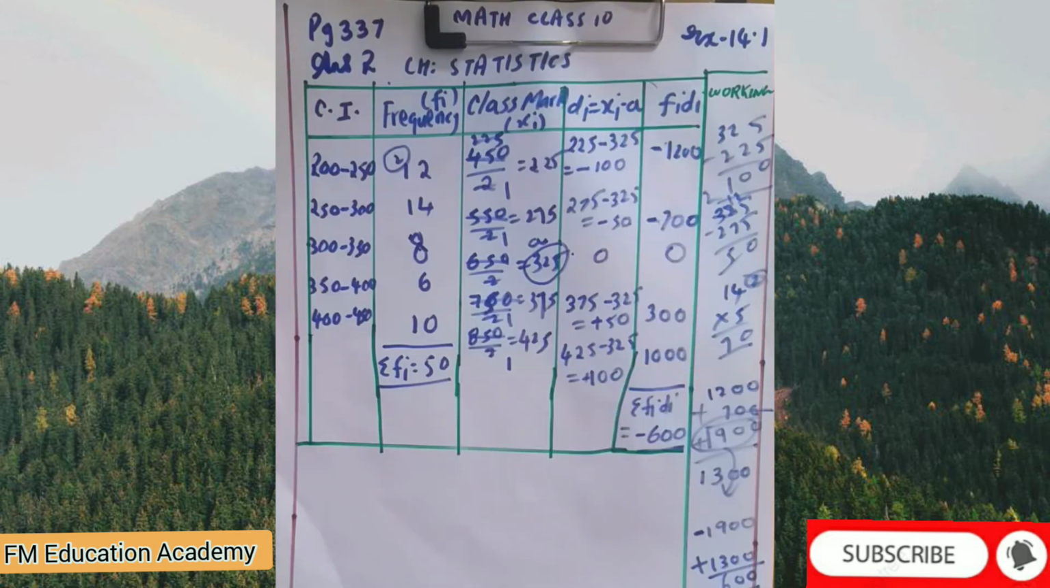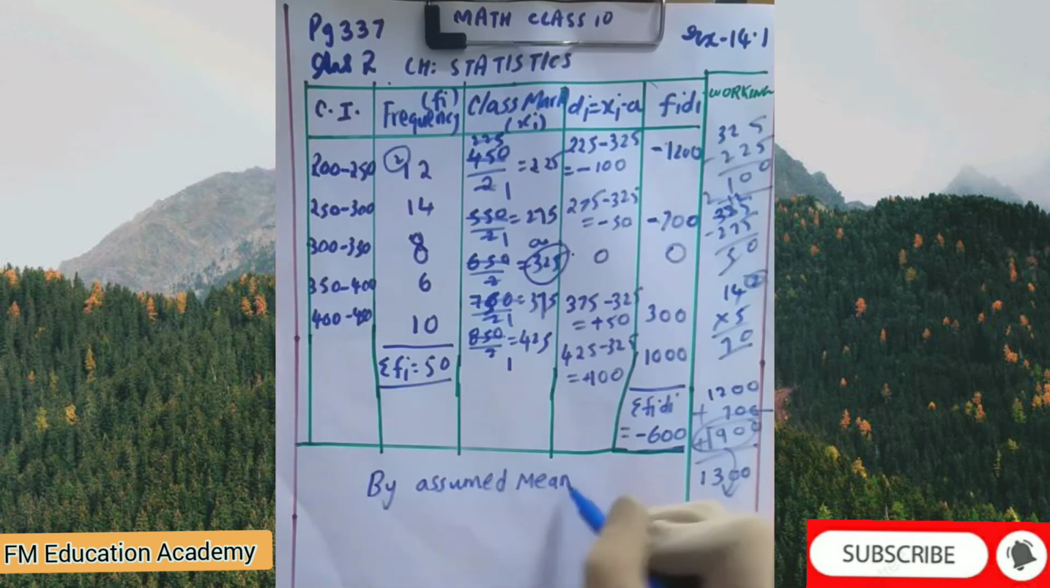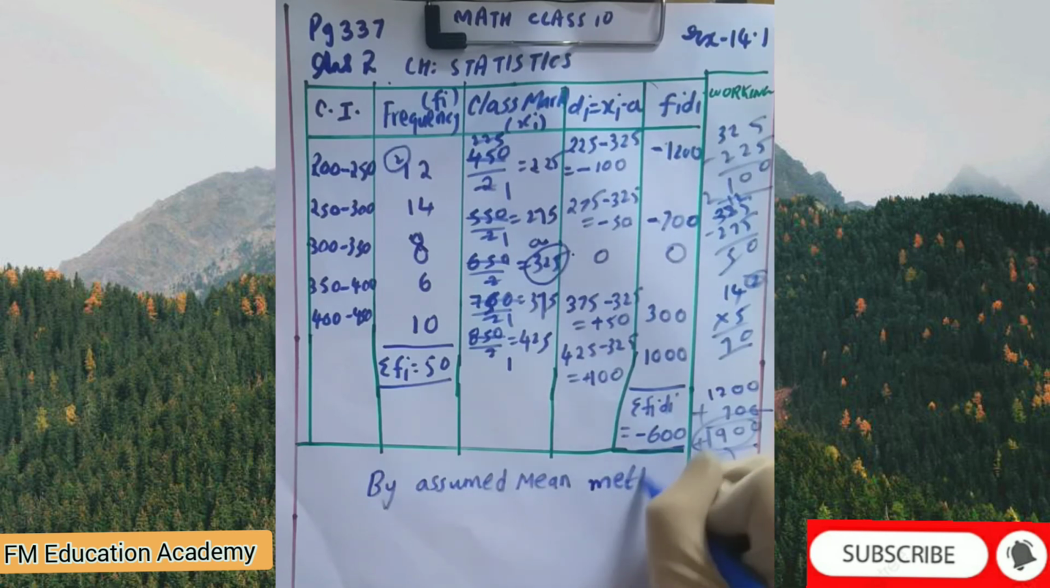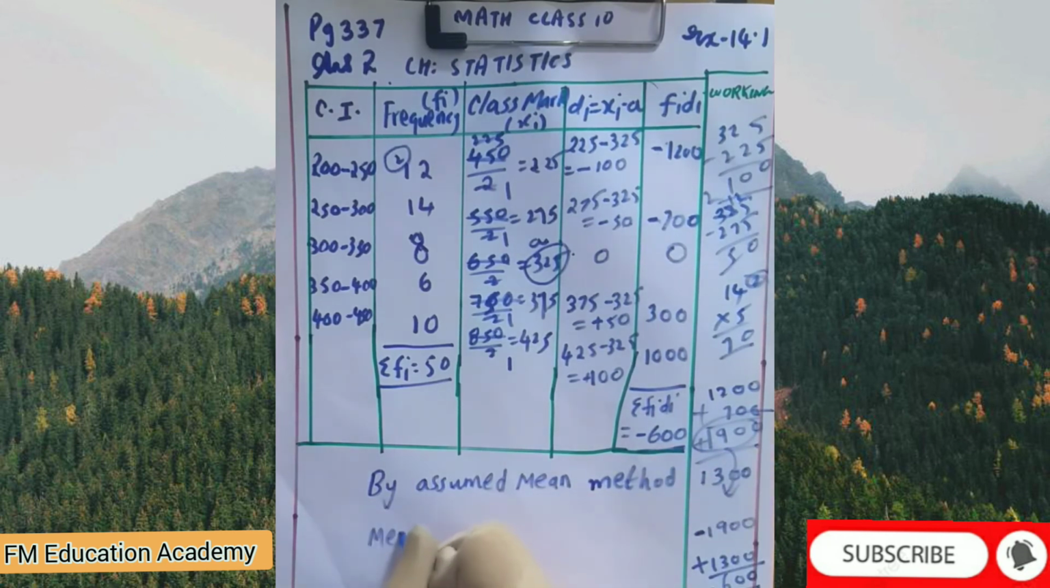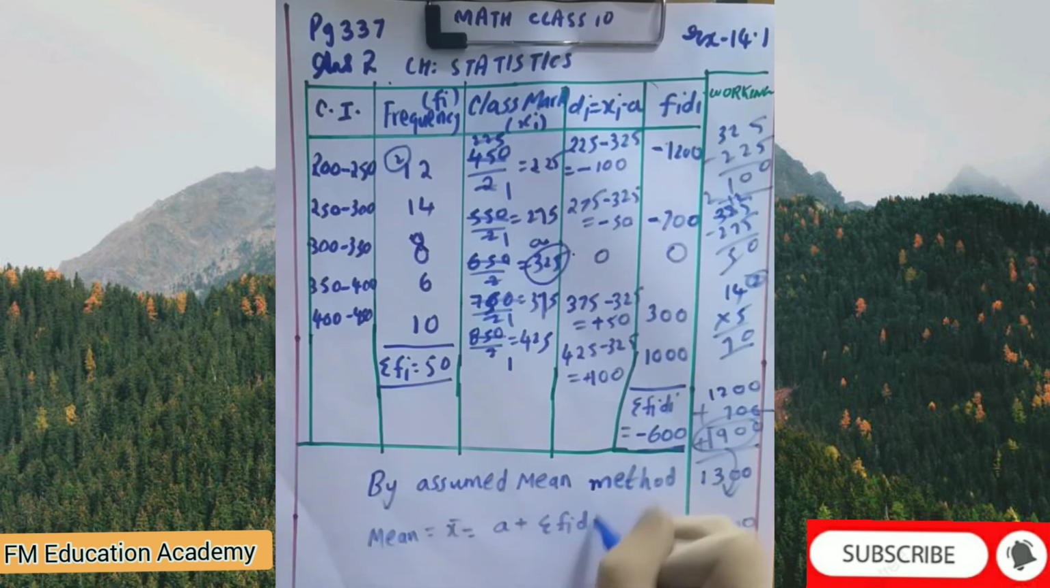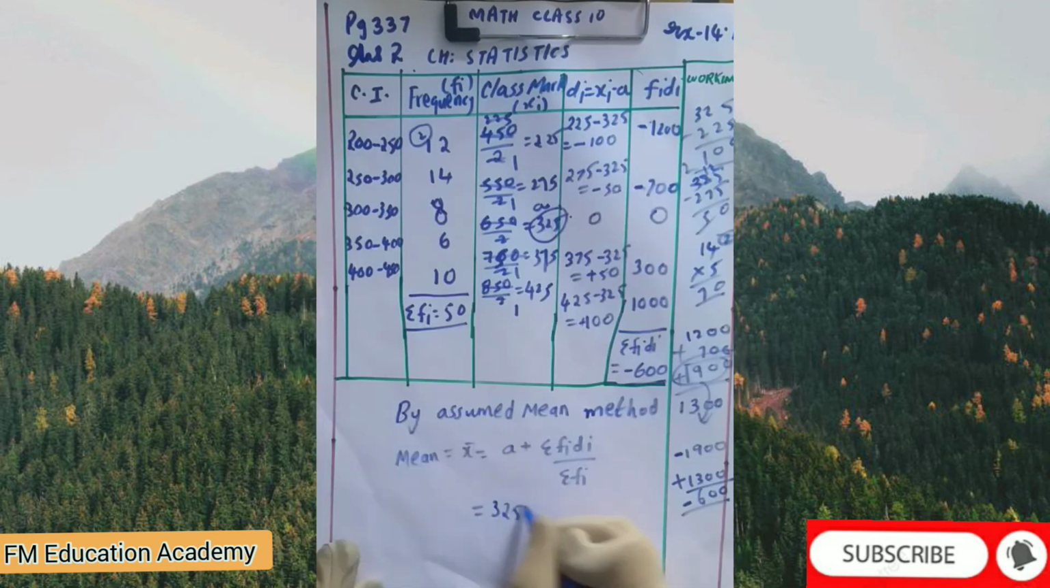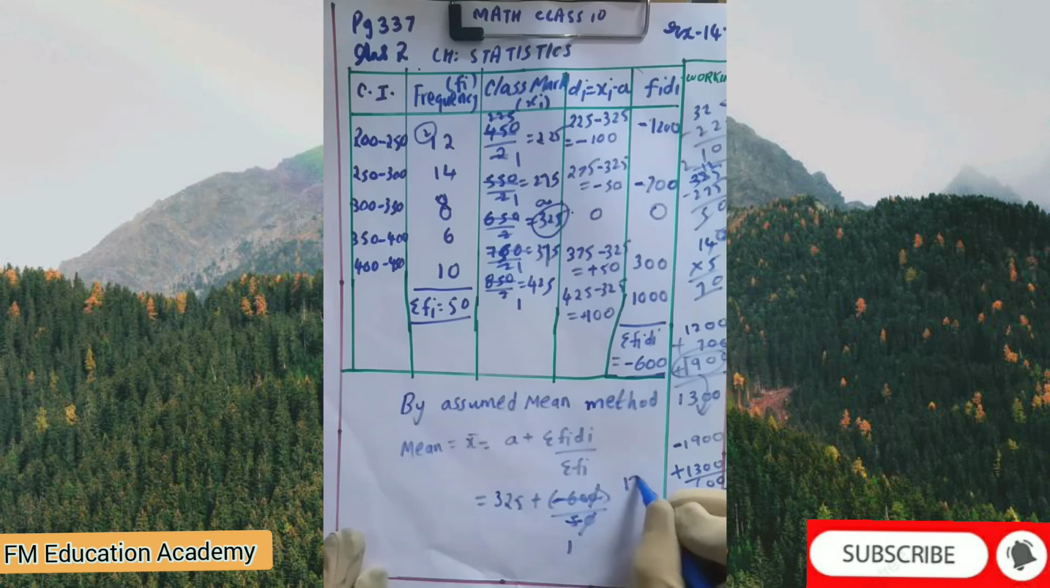Now let us substitute all these values in the formula. We know by the assumed mean method, the formula of mean is x bar is equal to a plus sigma fidi by sigma fi. Substitute the values. A here we took as 325, plus sigma fidi is minus 600, by sigma fi is 50. So here 10 and 10 will get cancelled. 60 by 5 is 12, since 5 2s are 10.